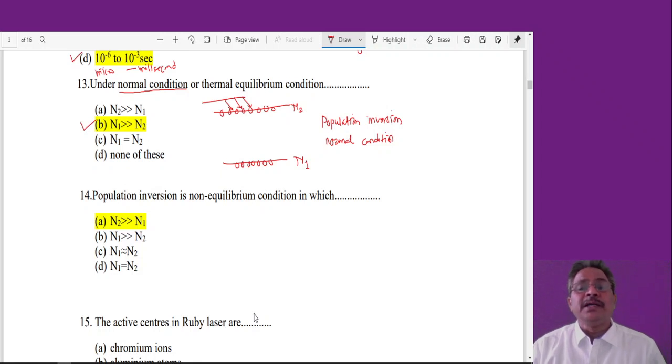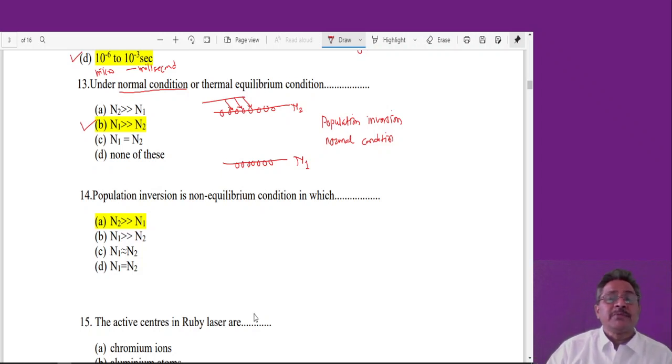Under the normal condition of thermal equilibrium, N1 is found to be much more than N2, and there is no laser operation. So laser radiation is not emitted in this situation, and that condition is called the normal condition. Whereas the next question is question number 14.